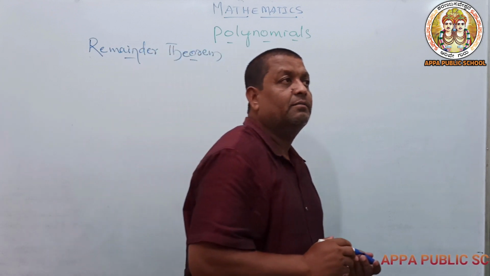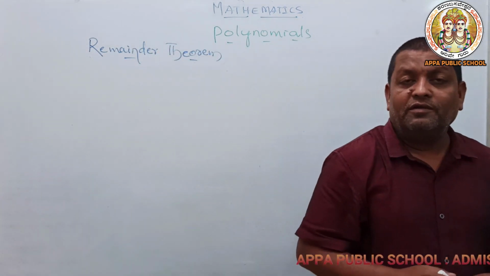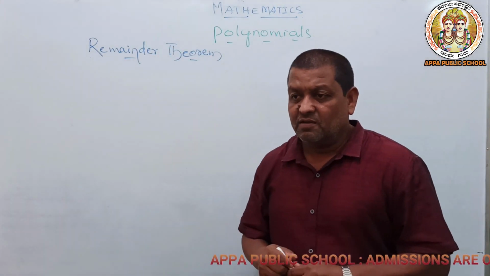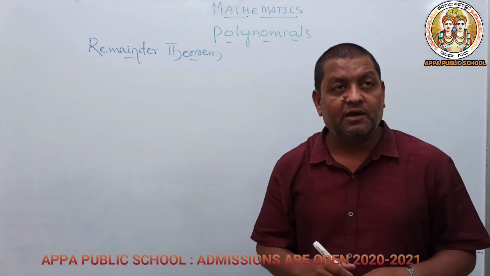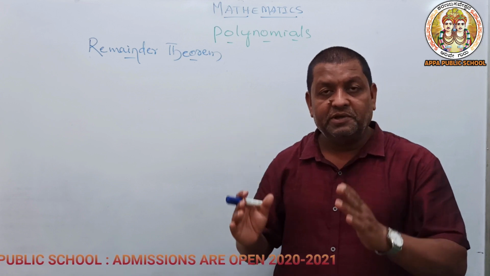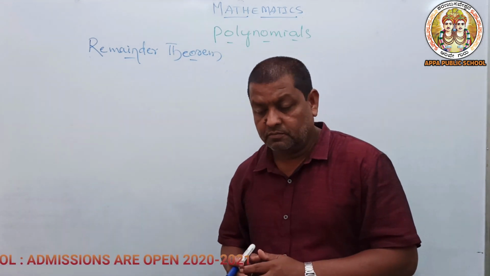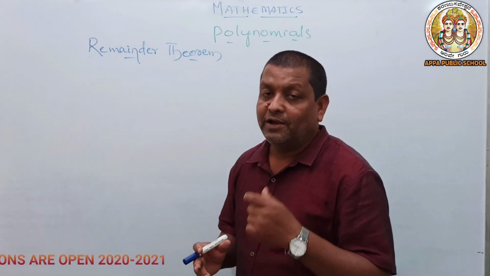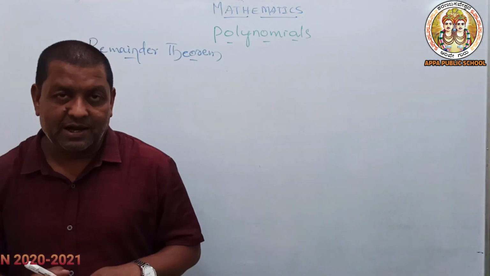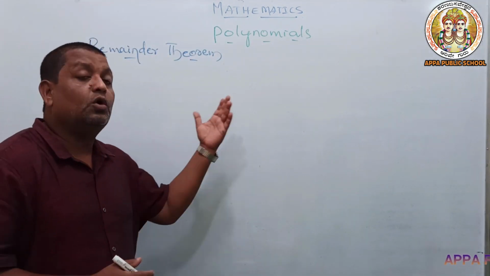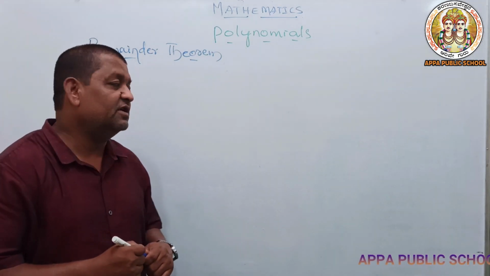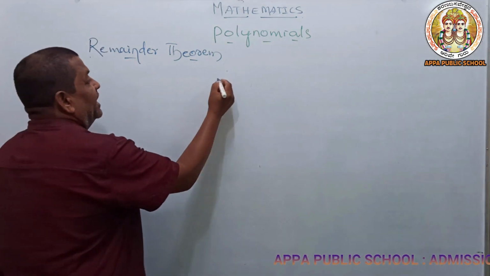Remainder theorem. What is the use of this theorem? To find a remainder we need the division process. By doing division only we get the remainder, but in this theorem we get the remainder without actual division. See that. How? Suppose an example.